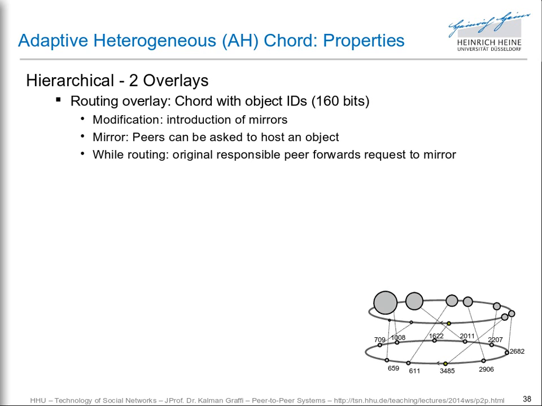With a modification, we now introduce mirrors. Mirrors are peers which can be asked to host an object. So if our node is too weak to host an object, we can ask mirrors to host this object, and all requests are forwarded to this mirror.